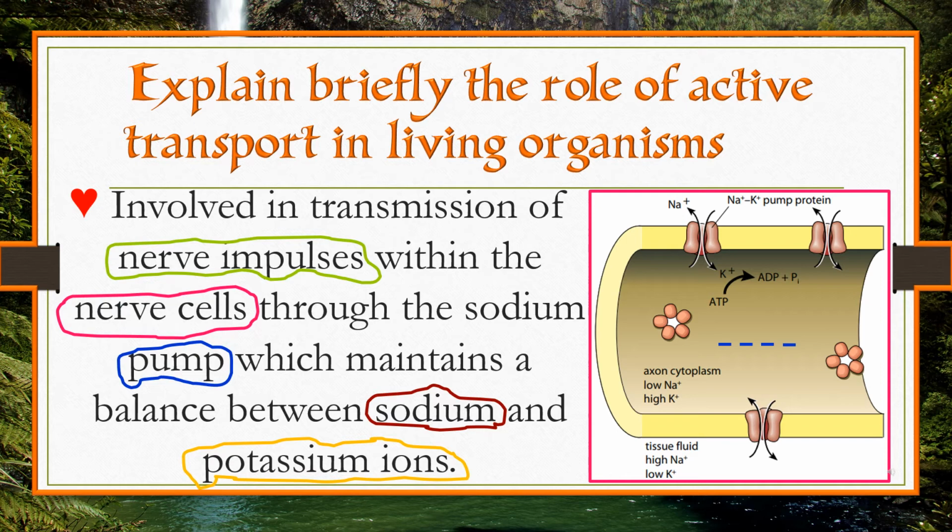So that is how active transport is utilized in living organisms, especially being involved in the transmission of nerve impulses within the nerve cell through the sodium-potassium pump, to maintain a balance between sodium and potassium ions.